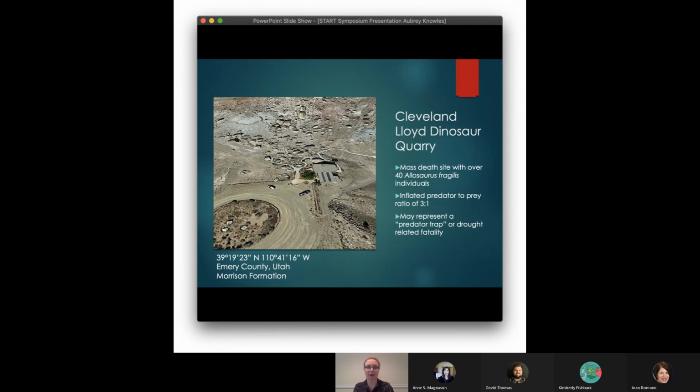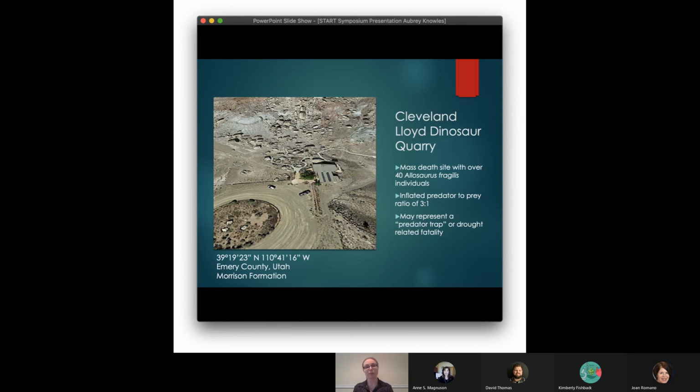For many years, the prevailing hypothesis was that this was a predator trap scenario where a prey animal would get stuck in viscous mud and, either dead or dying, would attract a predator, which would also become entrapped in the viscous mud, which would attract more predators, and it's this positive feedback loop that causes this preservation bias.